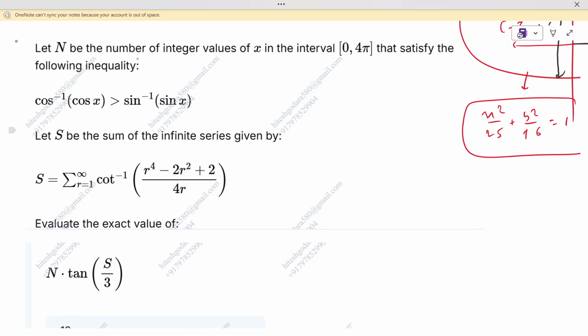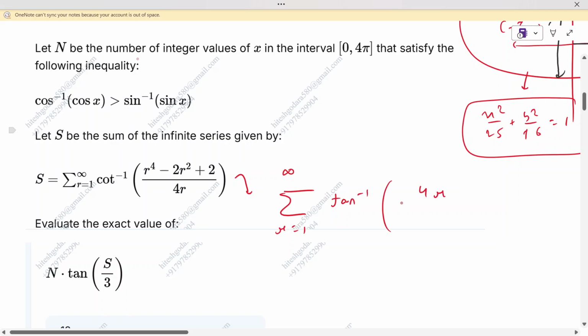This question says, let n be the number of values of x that satisfy this equation. This sum is probably easy to calculate, but this equation we have to think about. So first, let's focus on this sum, and then we'll solve this equation. This is the sum from r equal to 1 to infinity of tan inverse of 4r upon r to the power 4 minus 2r square plus 2.